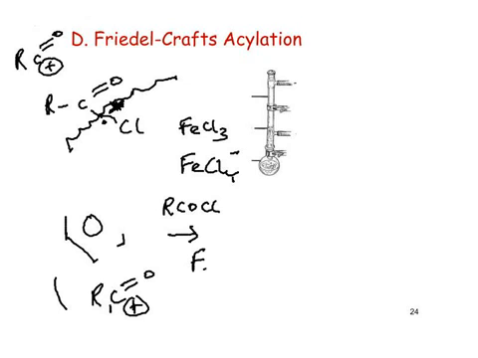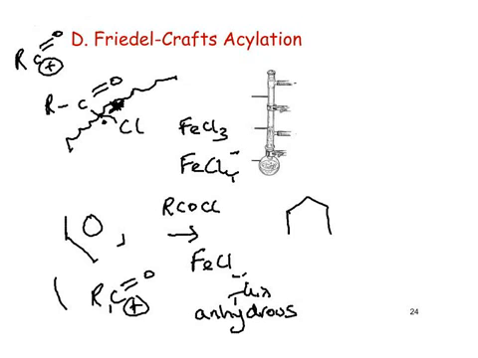We'd use FeCl3 or AlCl3. We'd reflux, and again, anhydrous conditions. We have to make sure that water is kept out. And the product that we form, the H will come off, and we will get then on there C with the double bond O, and then whatever that R group is as well.